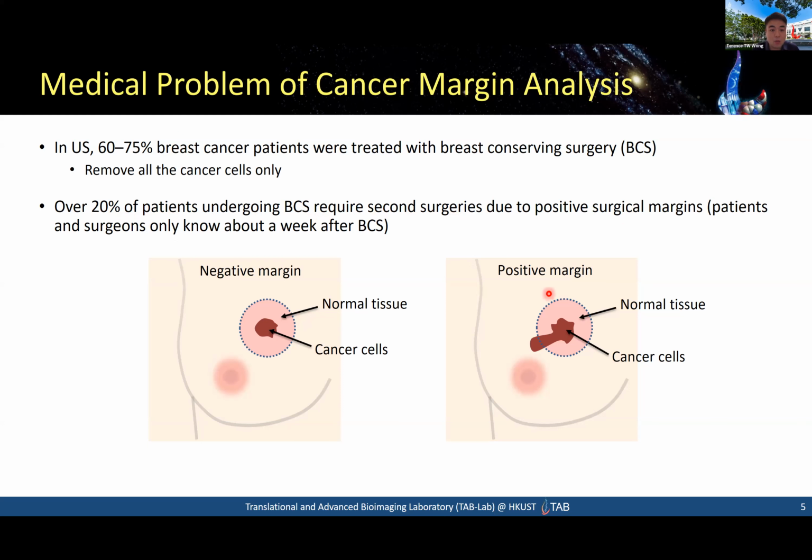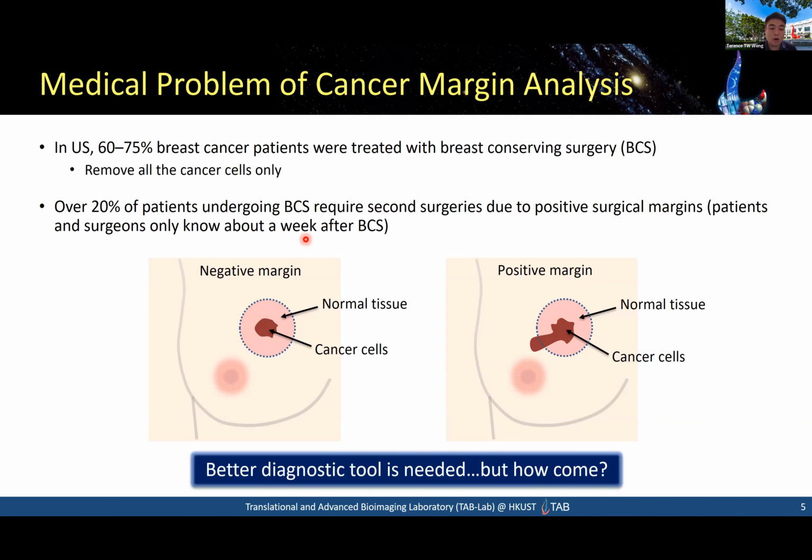And what's even worse is they only know a week after the surgery. After the surgery, the patient is done, goes home, and then finally receives a call saying, sorry, I did not do a very good cut last time, so please come back for resurgery. It's very troublesome, really causes a lot of anxiety for the patients, not to mention that the resources of the healthcare system are not fully utilized because they just have to repeat the surgeries without contributing anything to the patients. Okay, so obviously we need a better diagnostic tool, but why can we not solve this problem for now?